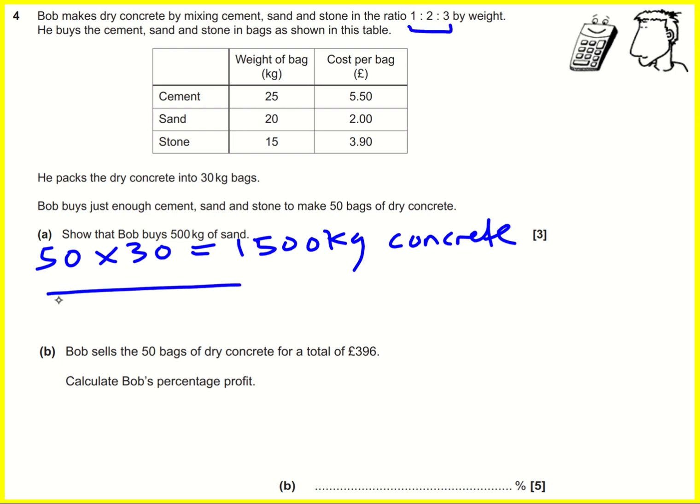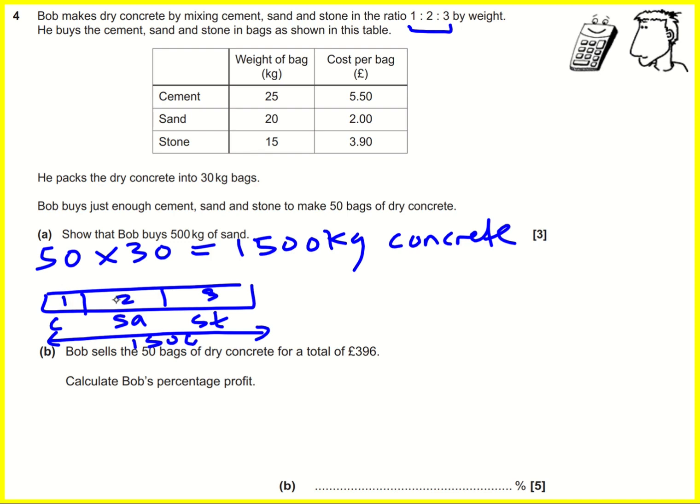So I can maybe draw a little bar diagram to help me. I've got 1 part cement, I've got 2 parts sand, and then I've got 3 parts stone, and that is going to be worth my 1,500, my total amount. And I just want to work out how much sand I need. So let's work out what 1 part is worth.